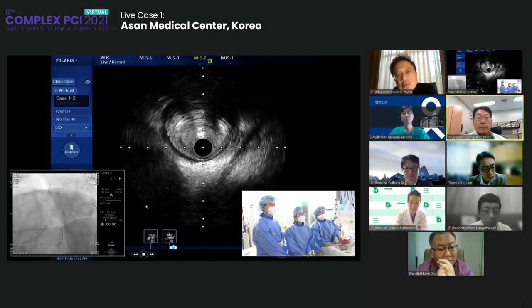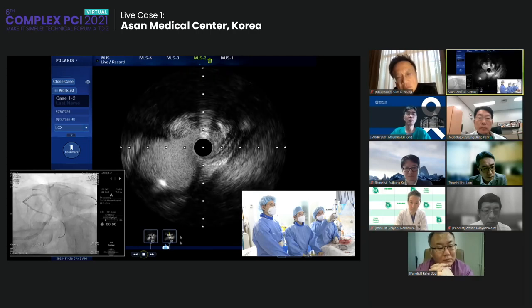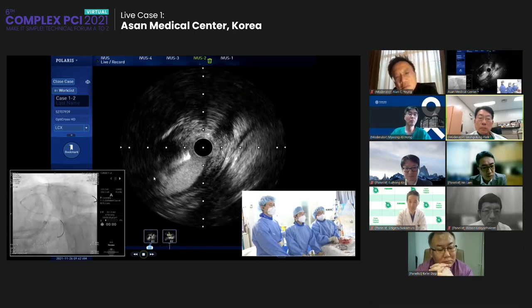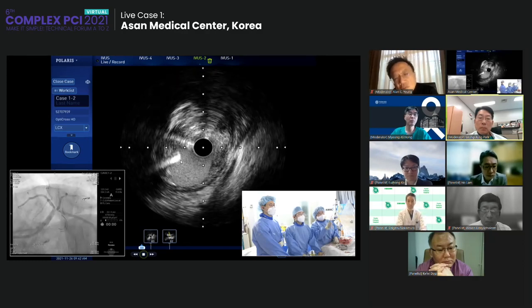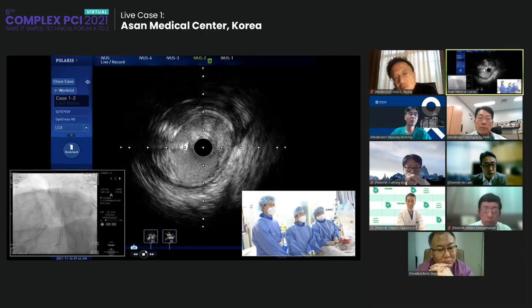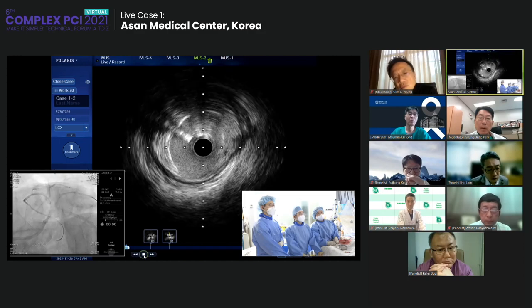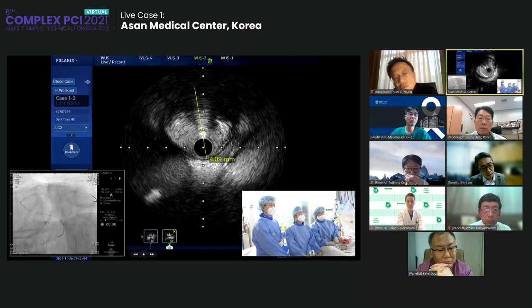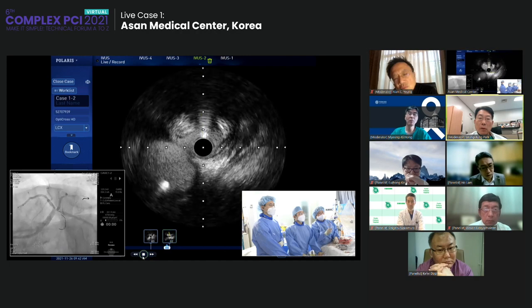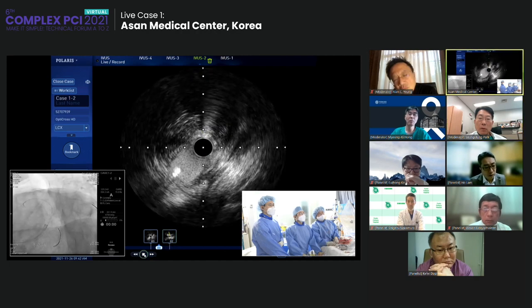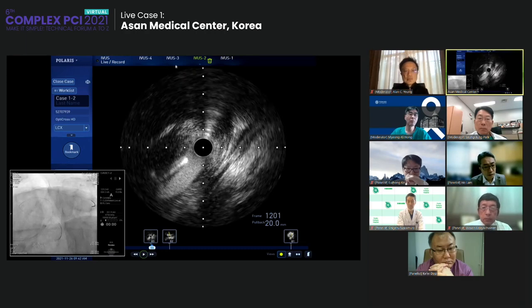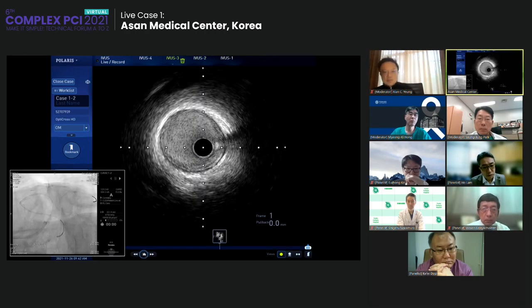Yeah. Here the OM branch is coming from the 7 o'clock. OM ostium looks fine by the circumflex pullback. Here is the left main bifurcation. Left main is very huge, more than 4.0. Could you show us the circumflex ostium? Okay. Circumflex ostium is also very huge, around 4.0. Could you show us the OM branch pullback? OM pullback. This is OM.